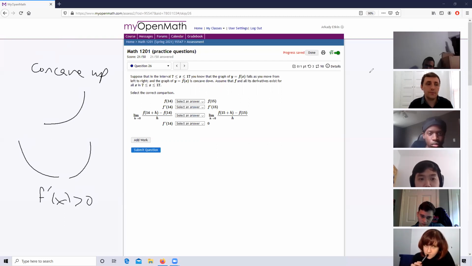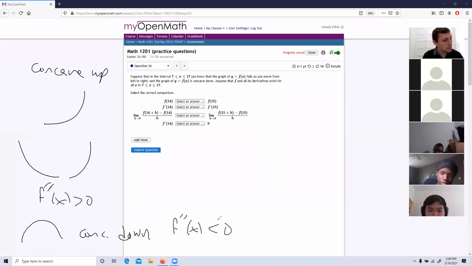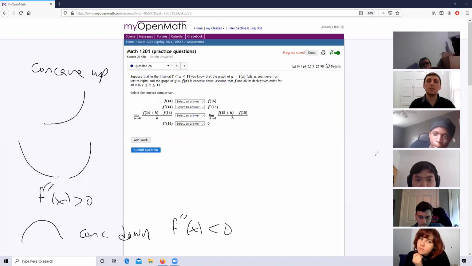Concave down is when the derivative is like this. So that's concave down. That's when the second derivative is less than 0. Understand? So that's the tendency of the derivative to try to become more negative. Regardless of what the first derivative is, if it's tending to be more negative, that will imply that the second derivative is negative. Yes?